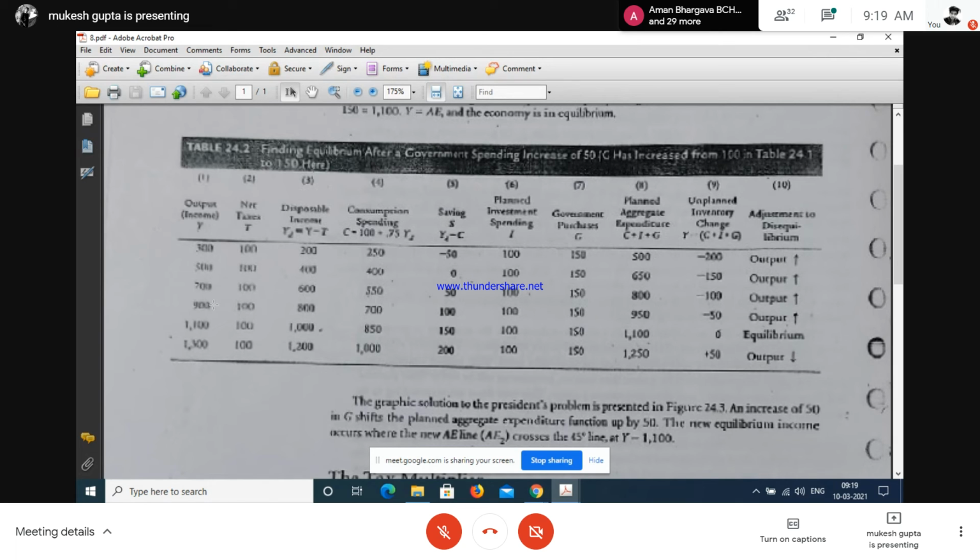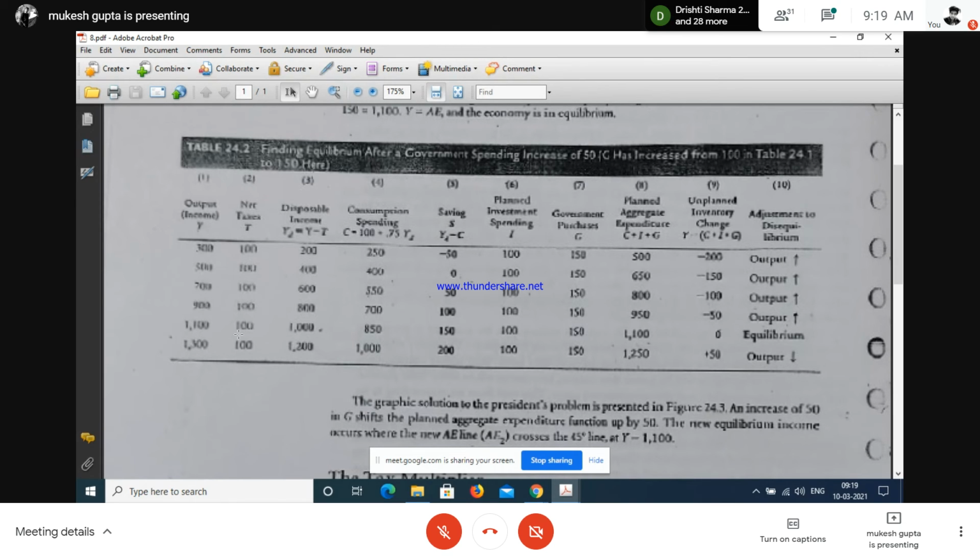At 900, Y was equal to aggregate expenditure. But now when Y is 900, disposable income is 800. With this disposable income, consumption expenditure is 700. Now investment is 100, but government expenditure is 150. So aggregate expenditure exceeds the output Y. So what will happen? There will be a decrease in inventory, investment will increase, and output will increase.